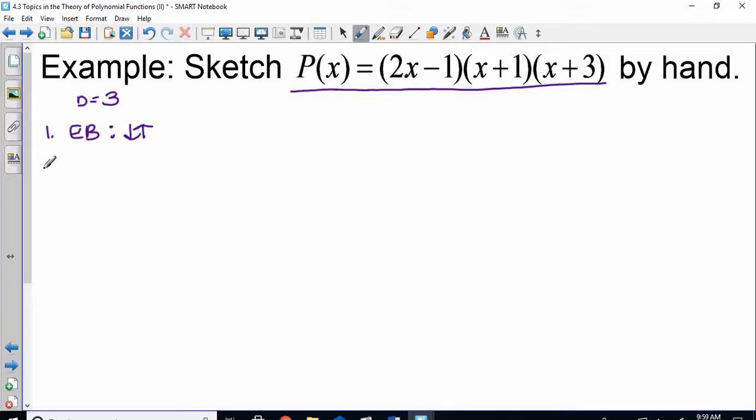Okay, next I'm going to ask you to find your zeros. Now if it's in factored form, that's really easy to do. You just set each of these parentheses equal to 0. So what makes 2x minus 1 equal 0? What makes x plus 1 equal 0? And what makes x plus 3 equal 0?